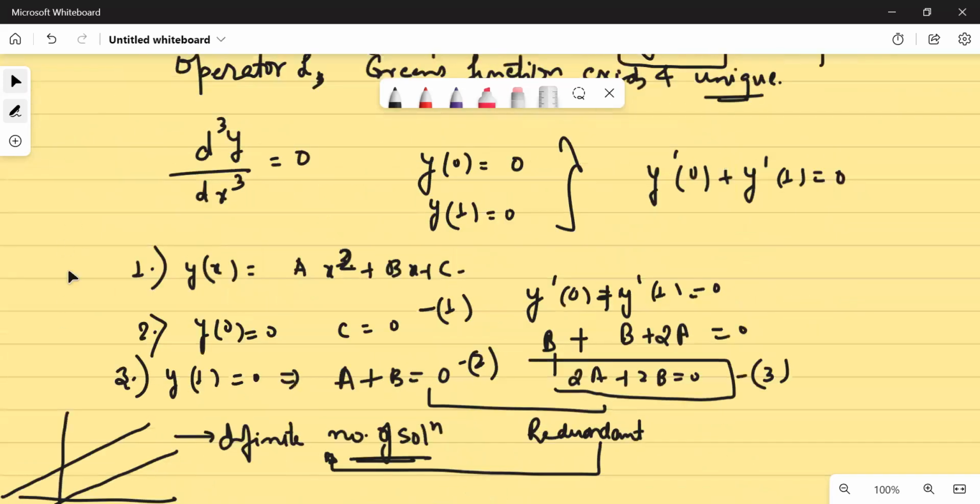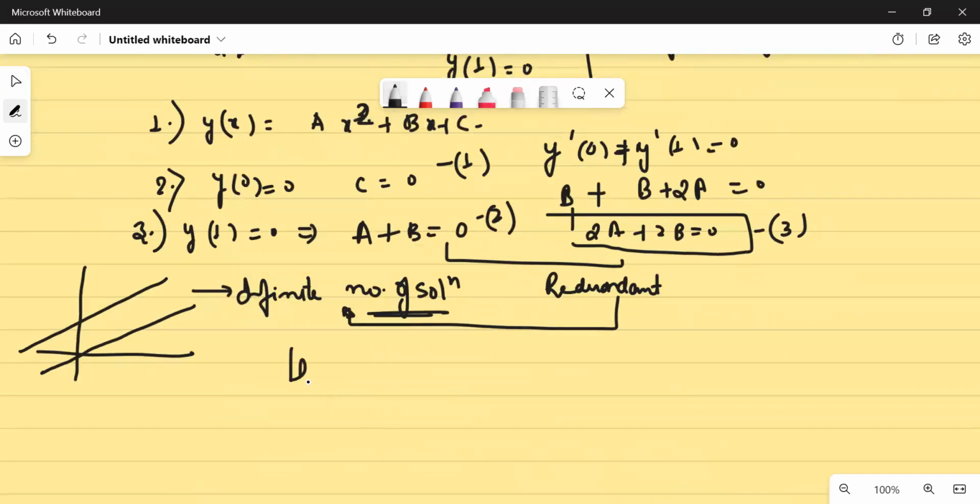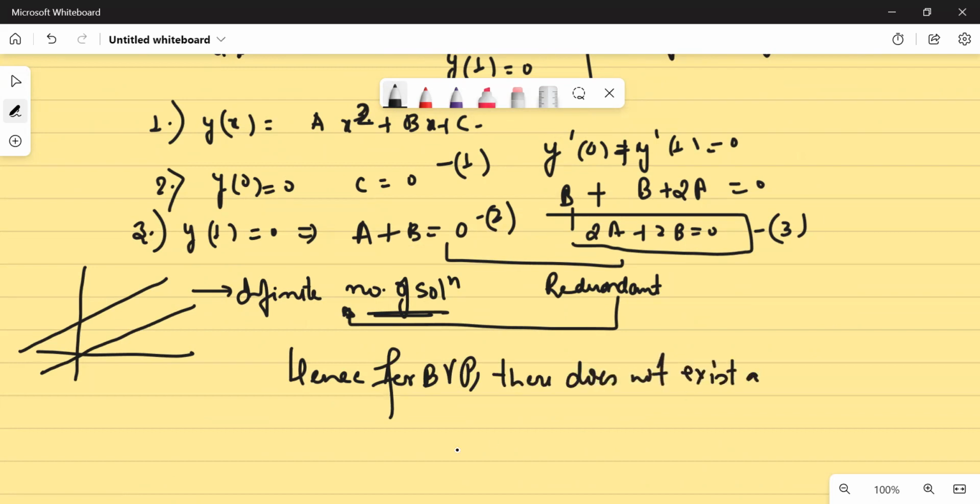So therefore, you can understand that for this boundary value problem, there does not exist a Green's function. There does not exist a Green's function. Is that clear? Is that clear?